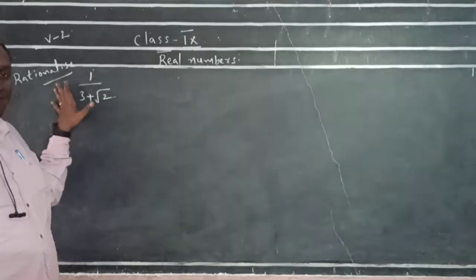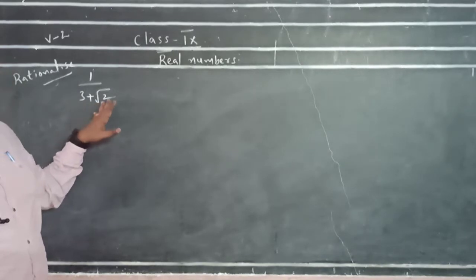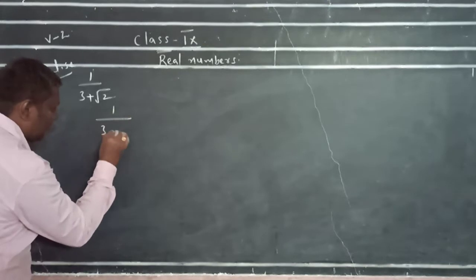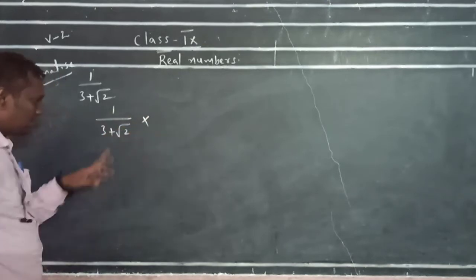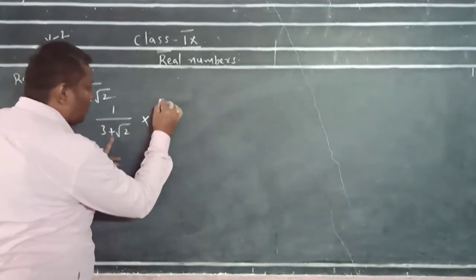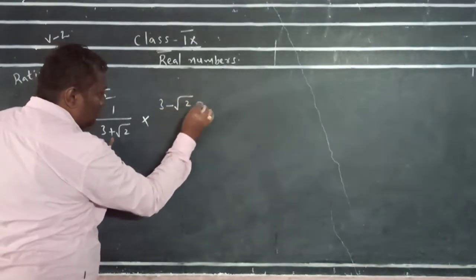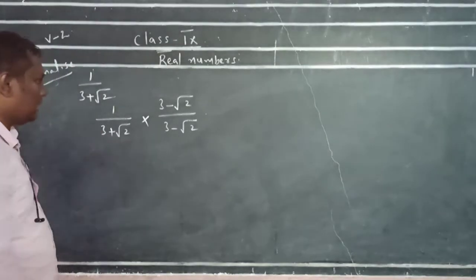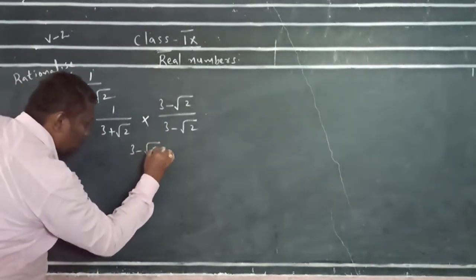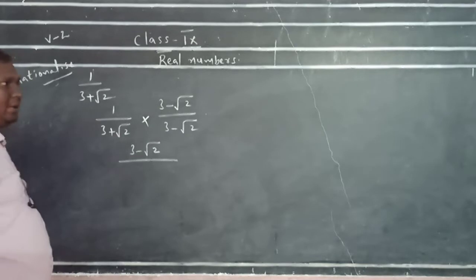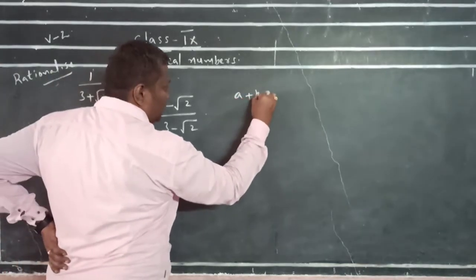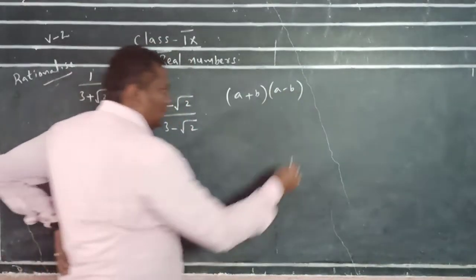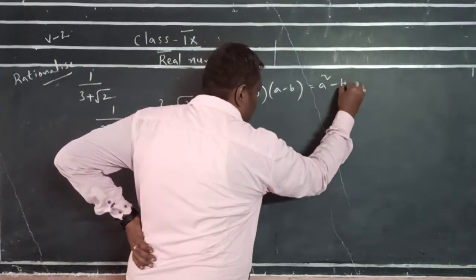Okay, here rationalize 1 by 3 plus root 2. What is the sign here? Plus sign. We take the opposite sign: 3 minus root 2 by 3 minus root 2. Okay, here in the denominator, the formula a plus b into a minus b is there. What is the value? a square minus b square.